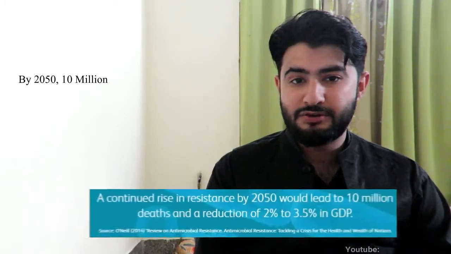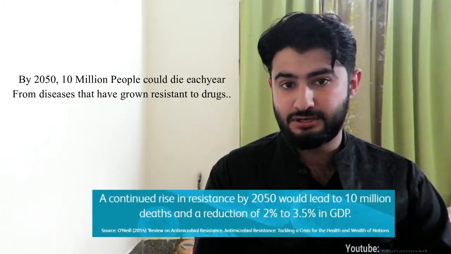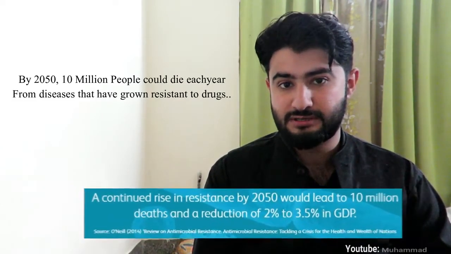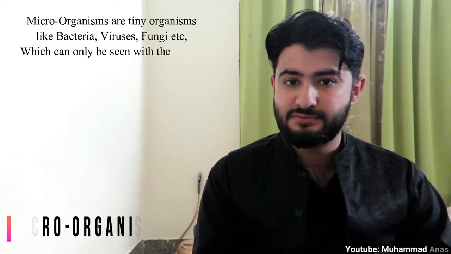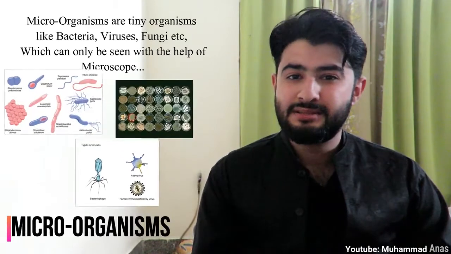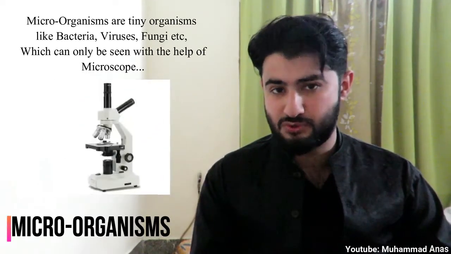Do you know that by 2050, more than 10 million people could die each year due to diseases that have grown resistance to drugs? Yes, but to understand that, we first need to know what microorganisms are and what these diseases are. Microorganisms are tiny organisms that include bacteria, viruses, and fungi, and they cannot be seen with the naked eye. They can only be seen through a microscope.